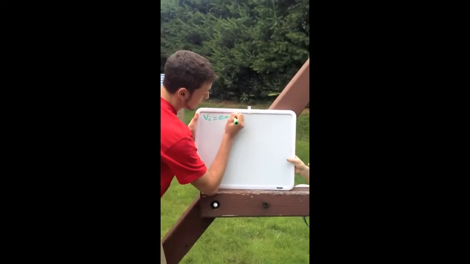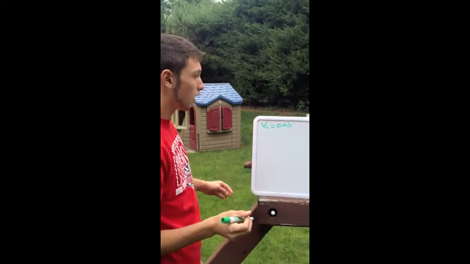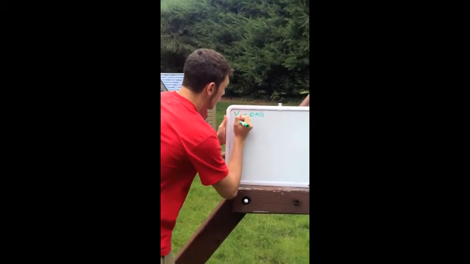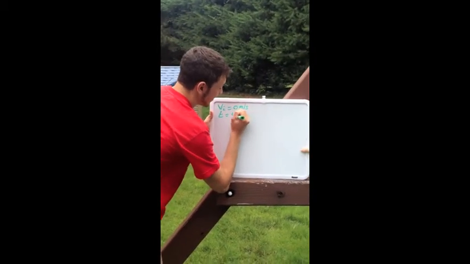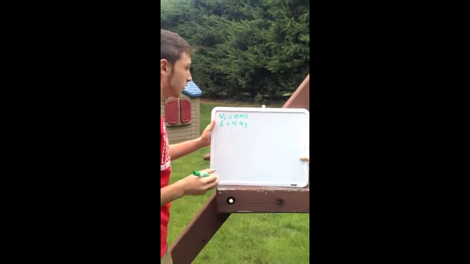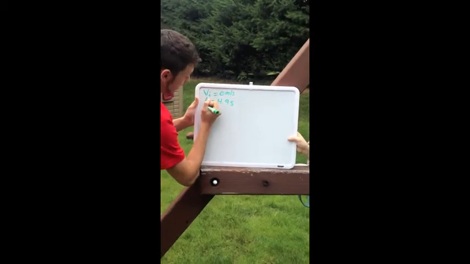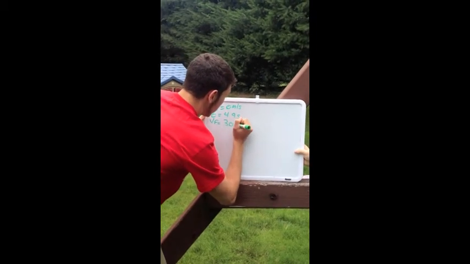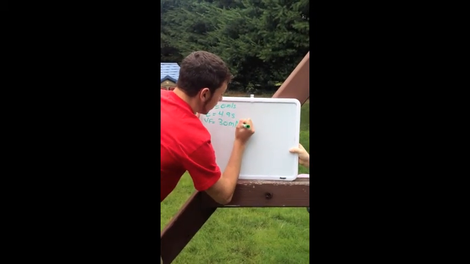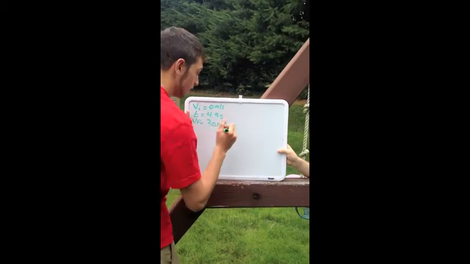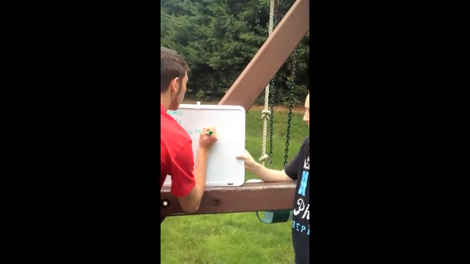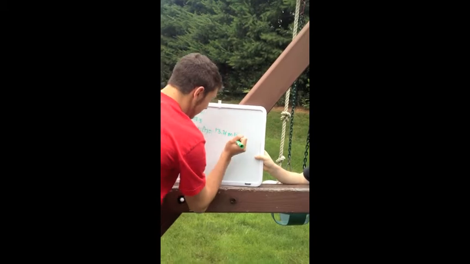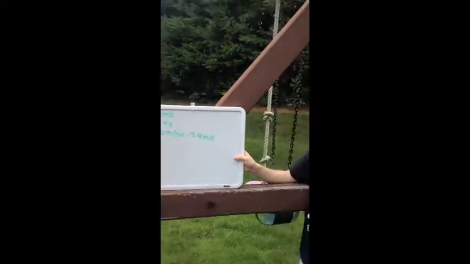So say it takes the car 4.9 seconds to get from point A to B, and it has a VF of 30 miles per hour. If we convert that, it'll be about 13.4 meters per second. Good job, Noah. Thank you. So from there, we're going to try to find the acceleration.